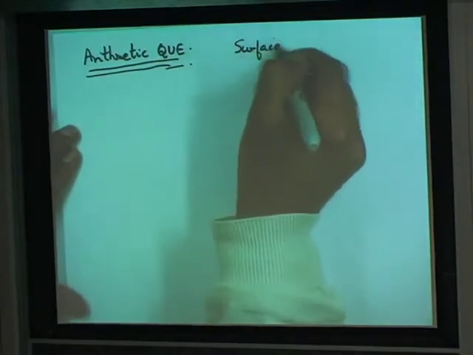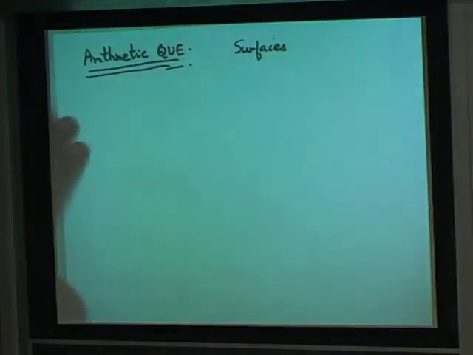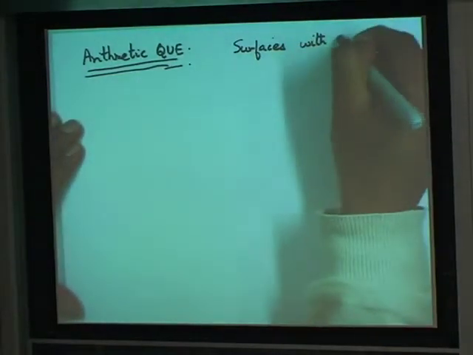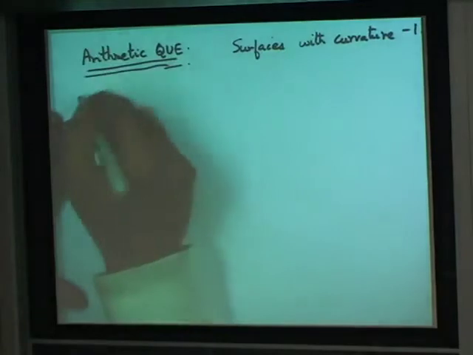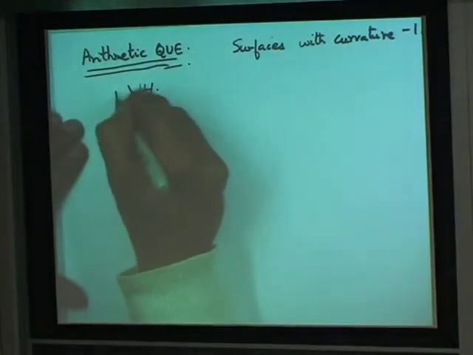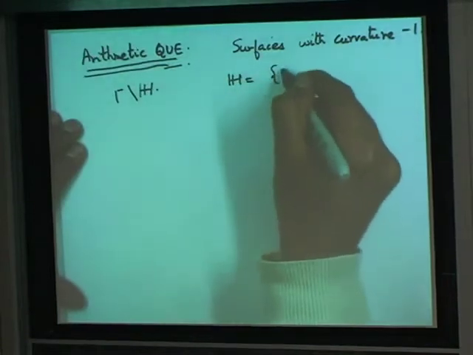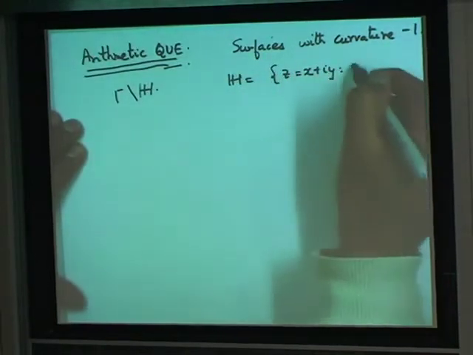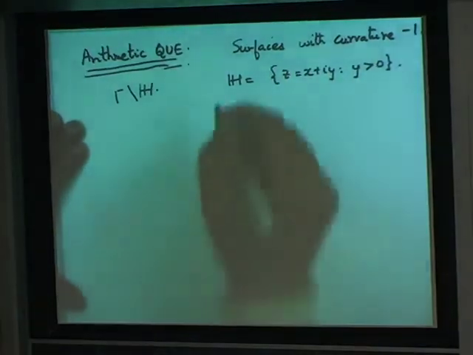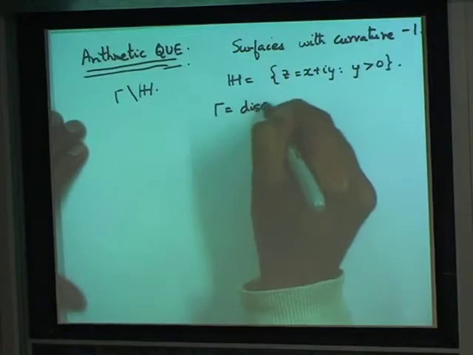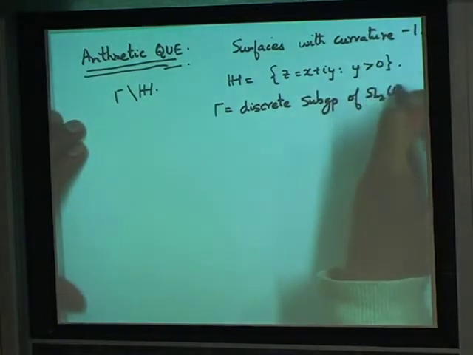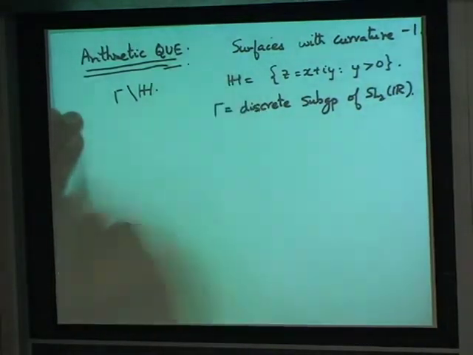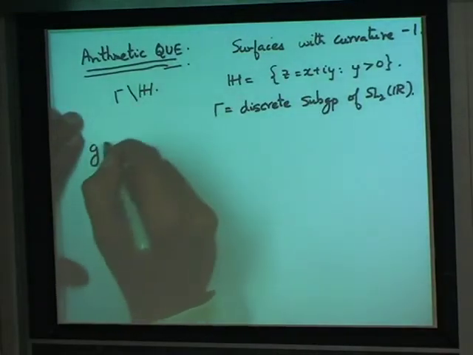So instead of looking at all manifolds of all dimensions, we're only going to look at the dimension 2 case, surfaces with constant curvature of minus 1. So these arise as quotients of the upper half plane, and gamma is a discrete subgroup. So SL2R acts on the upper half plane by Möbius transformations.